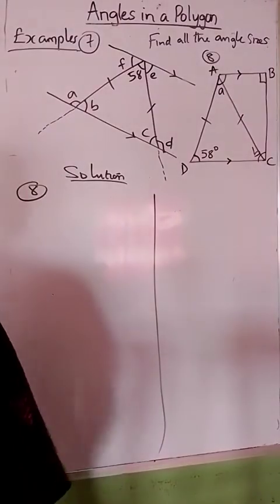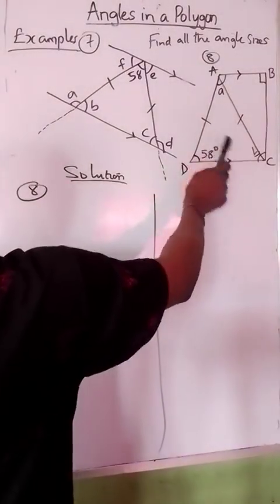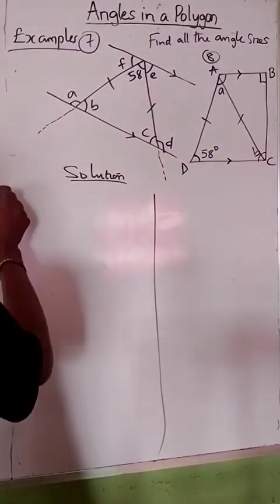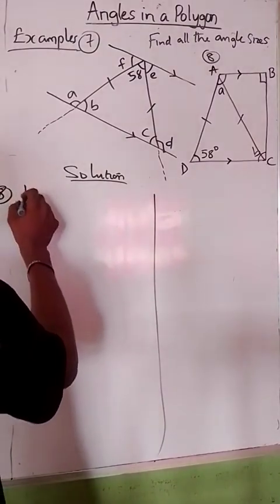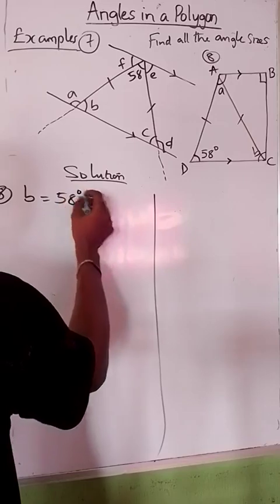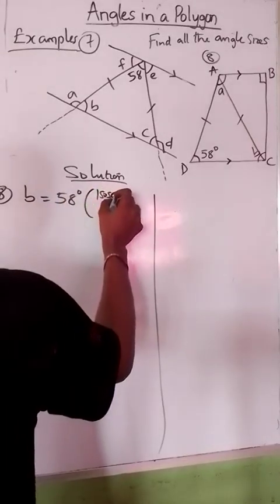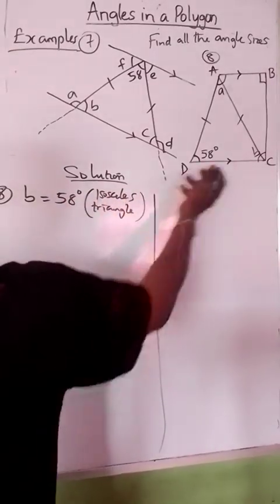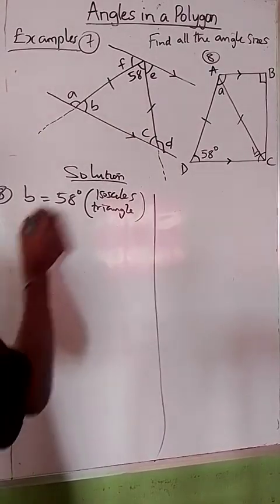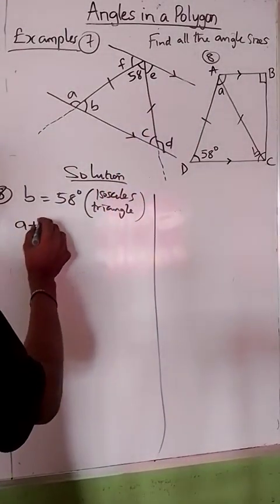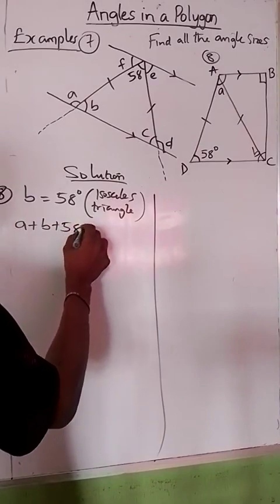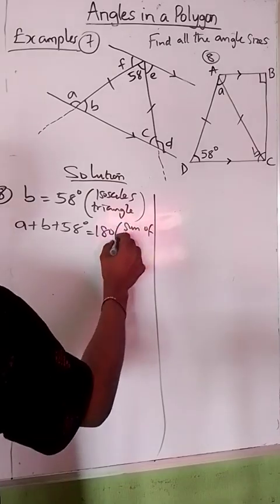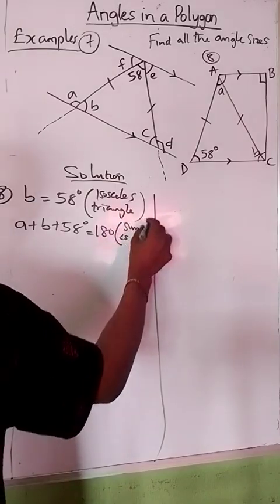So the first thing, because you see this line, it means that this angle, because of this, so meaning that B equals 58 degrees. Why? Isosceles triangle, base angle of isosceles triangle. So therefore, to find A, now say A plus B plus 58 degrees equals 180 degrees, sum of angles in a triangle.